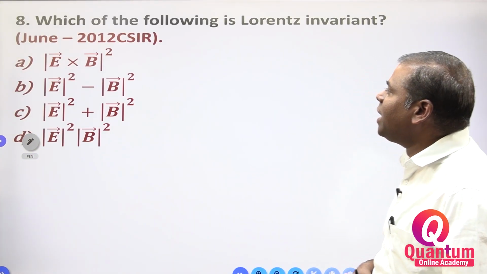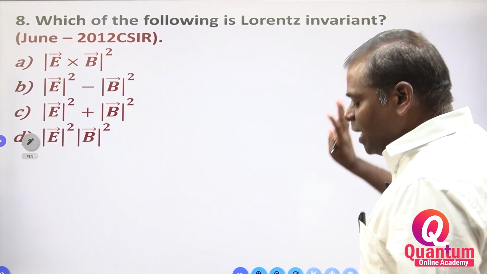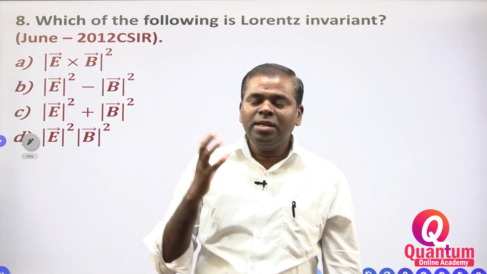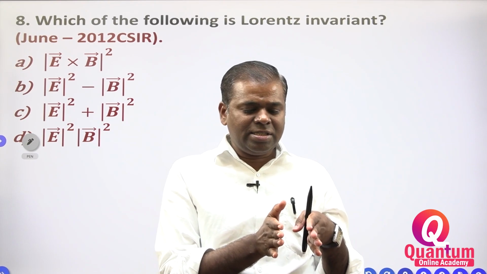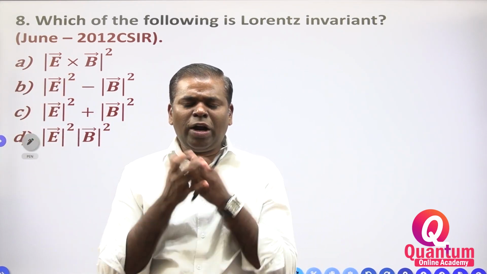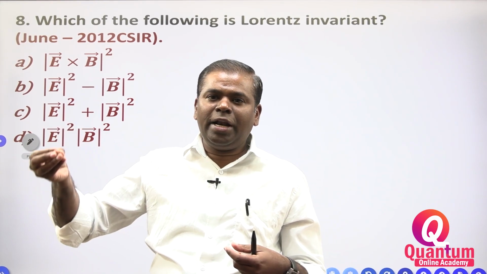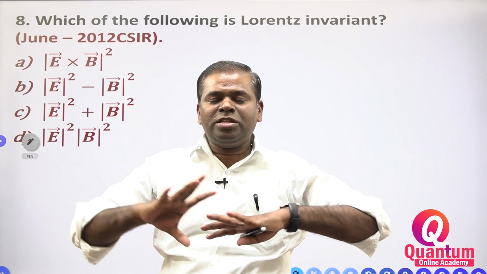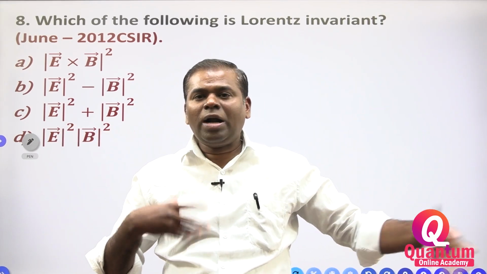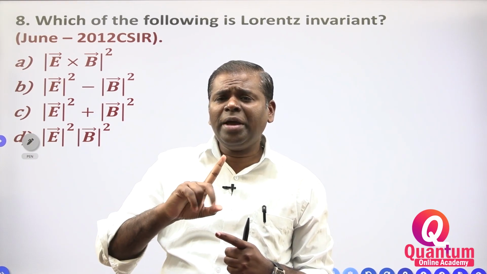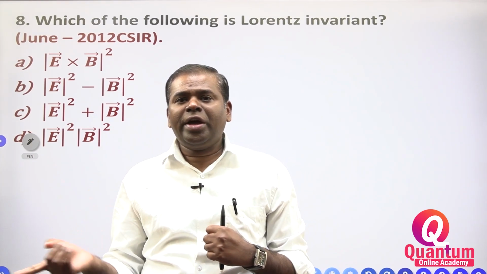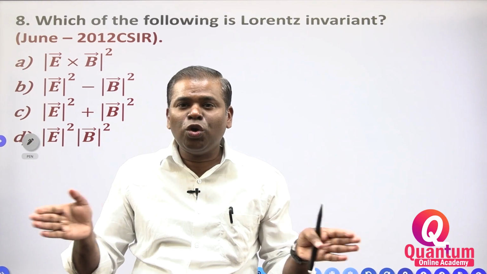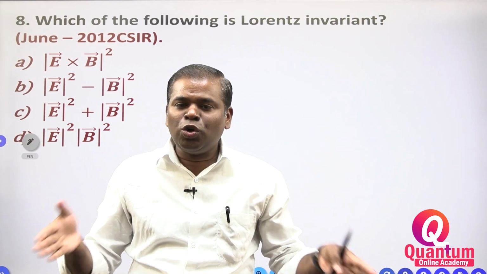Now once you see here, the 8th one: which of the following is a Lorentz invariant? What is a Lorentz invariant? Suppose one frame of reference is there, another frame of reference is there. One frame is a laboratory frame of reference, the other is the center of mass frame of reference. Maybe some frame is moving along the reference frame. What will happen? In one frame one coordinate is there, and in another frame that coordinate also exists. Such a thing is invariant. Invariant means there is no variation.